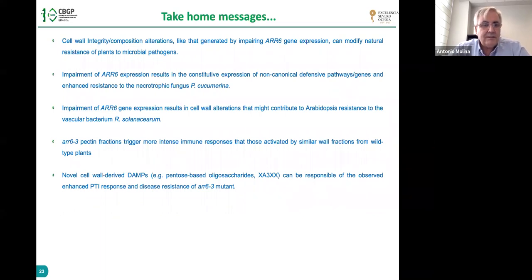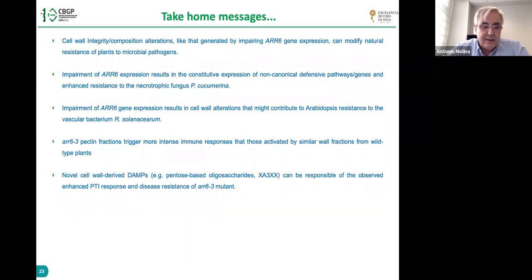The first one will be that cell wall integrity composition alteration, like that generated by impairing the Arabidopsis response regulator 6 gene expression, can modify the natural resistance of plants to microbial pathogens. And this is clearly shown by analysis of the mutant and the transgenic plants. That impairment of the Arabidopsis response regulator 6 expression results in the constitutive expression of non-canonical defense pathway genes, and enhanced resistance to the necrotrophic fungus Plectosphaerella cucumerina.